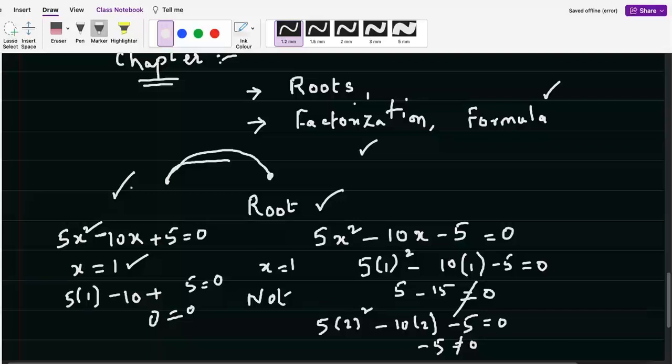So what we'll do, we will do some problems in our next videos, example problems, exercise problems, application word problems, and definitely we will do factorization and the formulas to find the roots. So the next video and the upcoming videos are going to be very interesting.